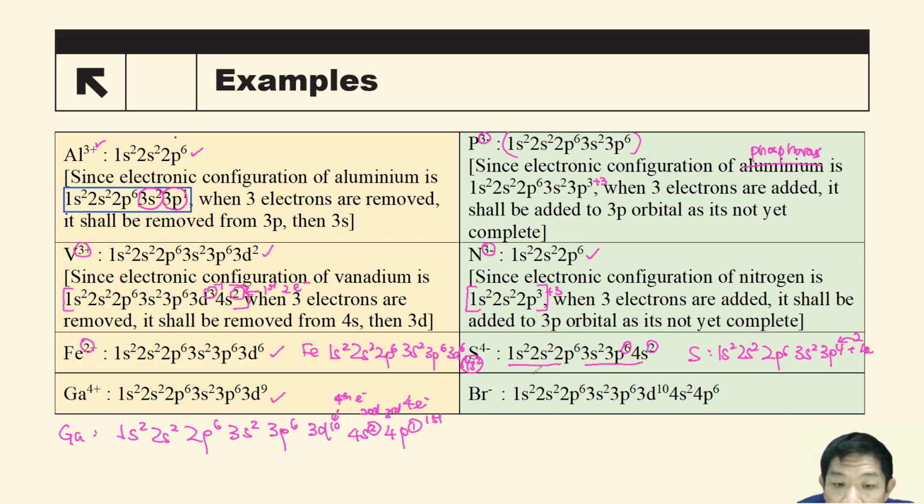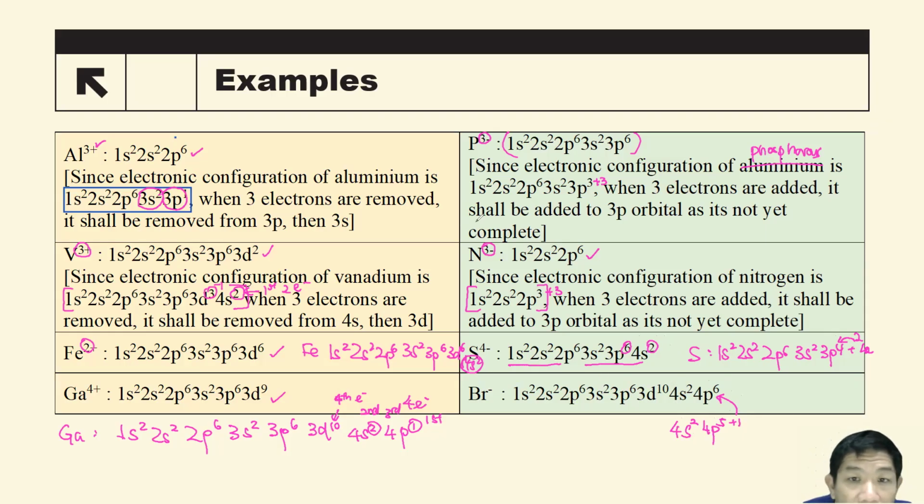And then finally, for the bromide ion, originally you have the valence electrons of 4s2, 4p5. So you just add 1 more electron to form 4s2, 4p6. So that is how you write the electronic configurations of the ions.